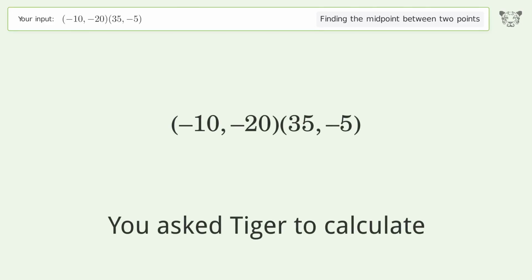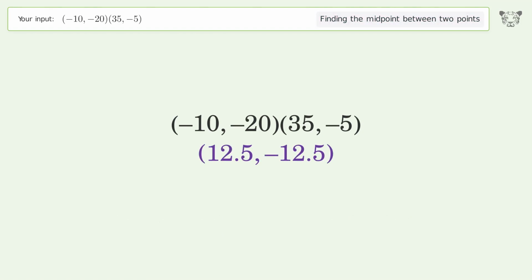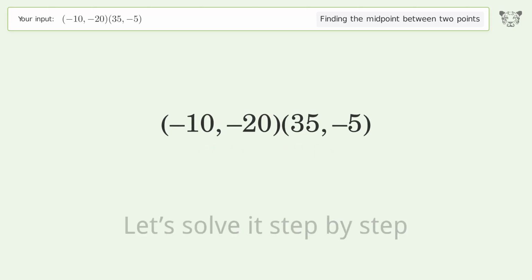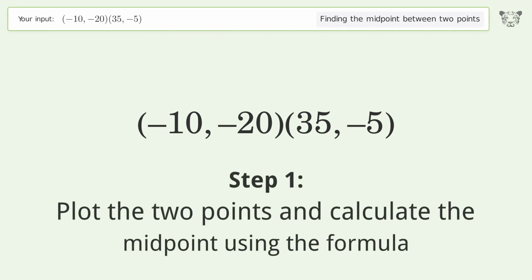You ask Tiger to calculate. This deals with finding the midpoint between 2 points. The midpoint between the 2 points is 12.5, negative 12.5. Let's solve it step by step. Plot the 2 points and calculate the midpoint using the formula.